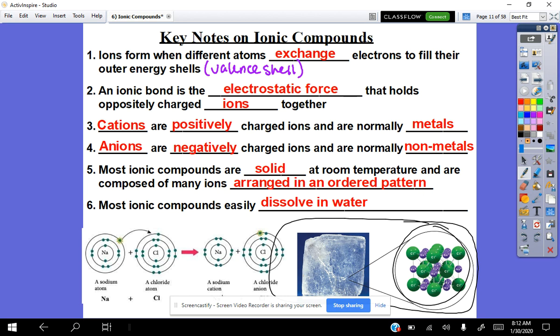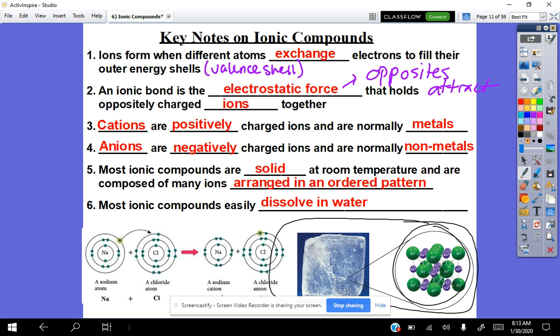So to recap, ions form when different atoms exchange electrons to fill their outer energy shells, or their valence shells. An ionic bond is an electrostatic force. That was mentioned in the video, but if you're unsure what that means, essentially that is the idea that opposites attract, right? We have opposite charges that are attracting each other here. So opposites are attracting, and that's what holds each other together.